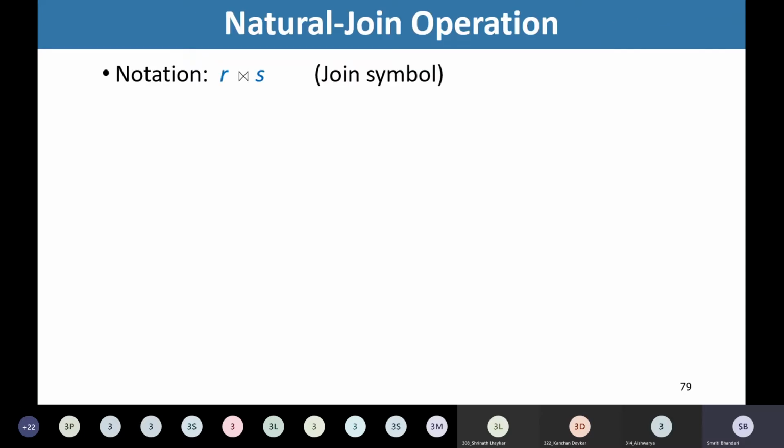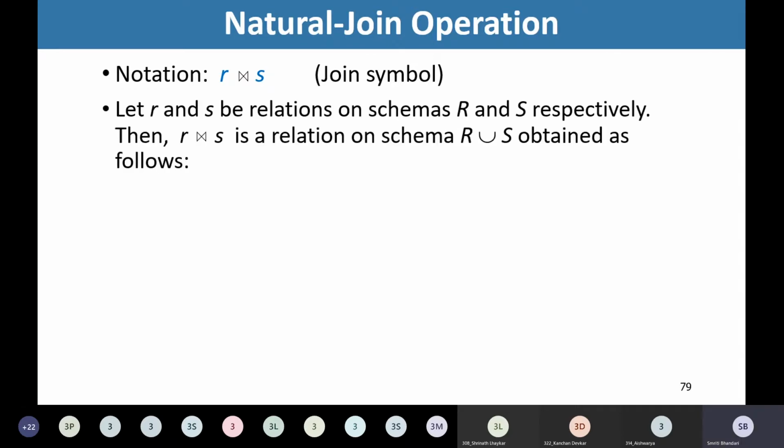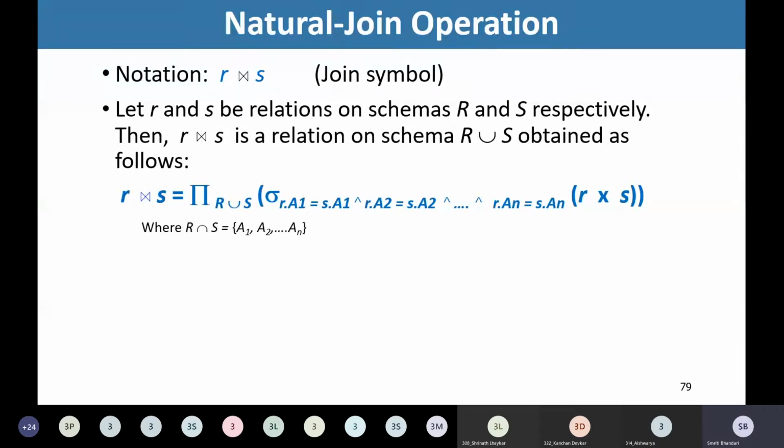So let's revise the natural join operation. So we have seen this operation earlier. In natural join, we are having two relations R and S, and we are finding out the natural join of these two relations, and the resultant relation will be on the schema capital R union capital S. The formulation of this natural join operation is like R natural join S is given as the cross product of R and S, right? Wherein we are matching the attributes that are common in both R and S.